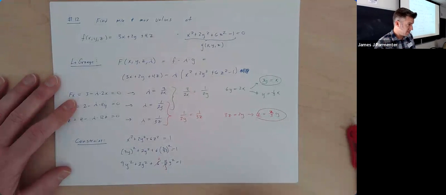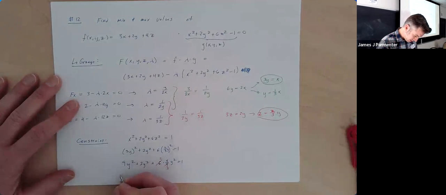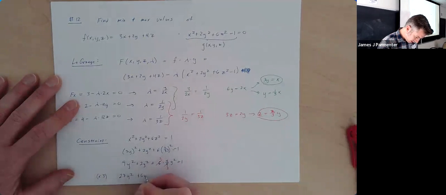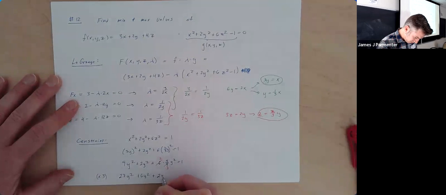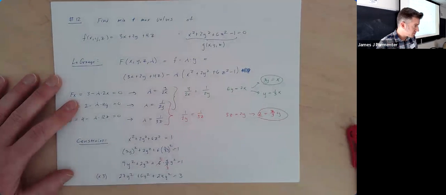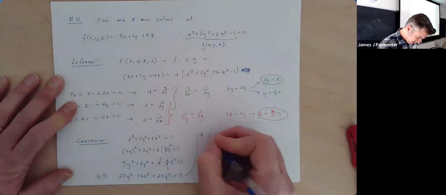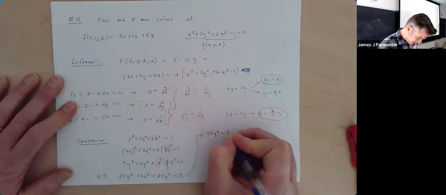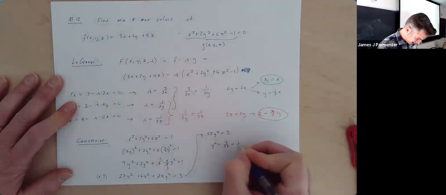Simplifying a tiny bit, 6 and 9 reduces to 2 over 3. And I would multiply everything by 3. I don't love fractions when I don't have to deal with them. So multiply everything by 3. 9 times 3 is 27y squared. 3 times 2 is 6y squared. And 3 times 2 times 4 is 3 times 8, which is 24y squared, equal to 3. This is really kind of gross, actually. So 24 plus 6 is 30, plus 27 is 57. So we've got 57y squared equal to 3. So y squared is going to equal 3 over 57, which is 1 over 19.